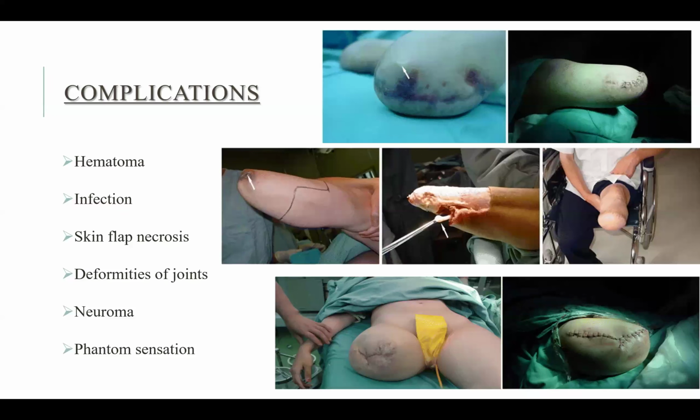Okay, move on. The next common complication is skin flap necrosis. This indicates that there is insufficient circulation to the skin flap. To avoid this, usually keep as much subcutaneous tissue as possible along with the skin flap. If there is skin flap necrosis, we have to redesign the flap. Any other method to avoid skin flap necrosis?